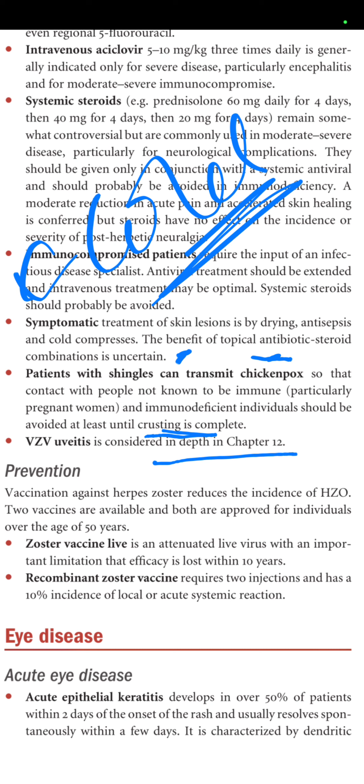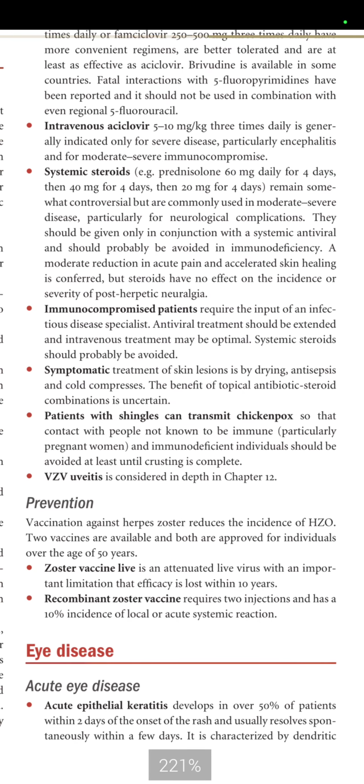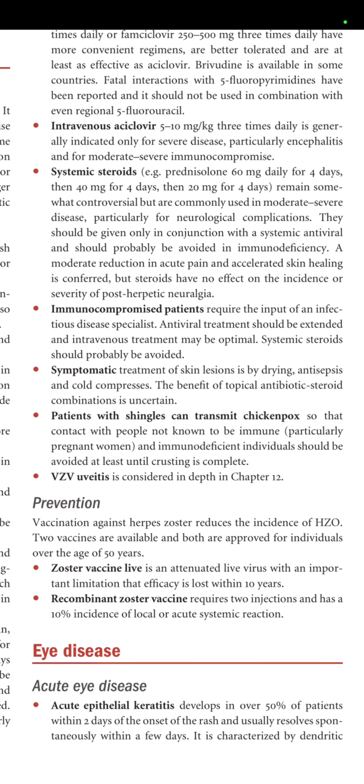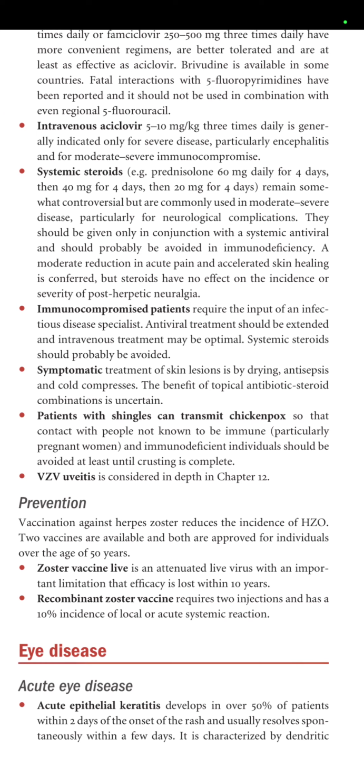VZV uveitis is considered in depth in chapter 12. So it is a very important part, we will deal with it in chapter 12. Prevention. Vaccination against herpes zoster reduces the incidence of HZO. Two vaccines are available and both are approved for individuals over the age of 50 years. Zoster vaccine live is an attenuated live virus with an important limitation that efficacy is lost within 10 years. Recombinant zoster vaccine requires two injections and has a 10% incidence of local or acute systemic reaction.